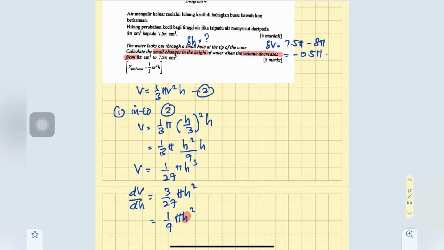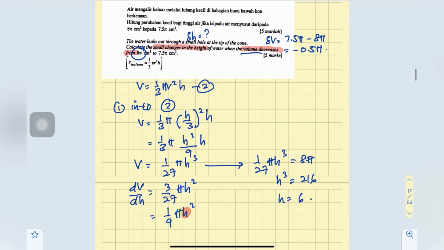So kita kena cari juga H ni. Okay, tapi tadi dia dah bagi volume. Volume ni just now, volume is initial dia 8. So ni, yang ni kita boleh carilah. Volume sama dengan 8 kan. So 1 over 27 pi H cube equals to, 8 pi tadi, 8 pi. Okay, so then kita boleh cari H lah. Okay, so this one cancel off. H cube equals to 216. So kita dapatlah H equals to 6.